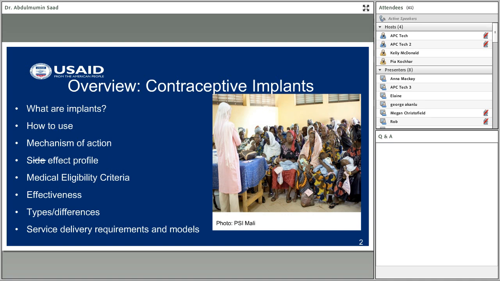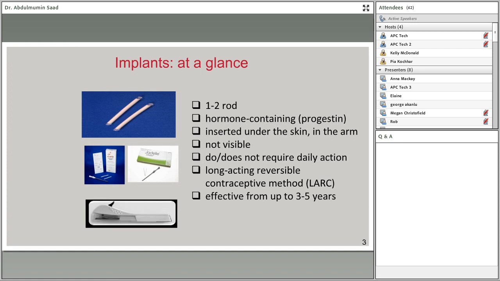The overview will look at what are implants and mechanism of action, including how to use, side effect profile, and medical eligibility criteria, as well as effectiveness and type and differences between implants. And we'll also discuss service delivery requirements and models for service delivery. Next slide.